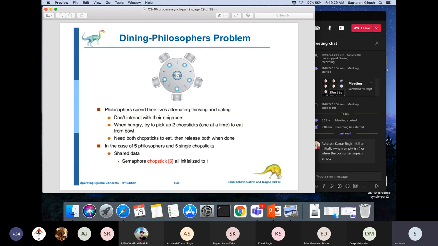So 5 philosophers and 5 chopsticks. The issue is that when one philosopher wants to eat, he has to pick both, right? If you see this philosopher, so this one, by the way, one quick point. Is my mouse pointer visible? The one which is moving?